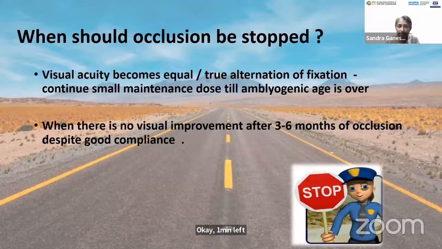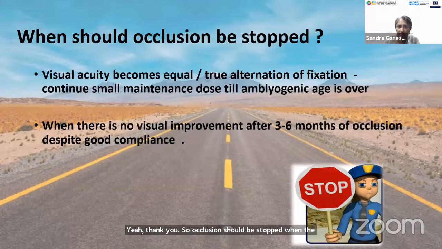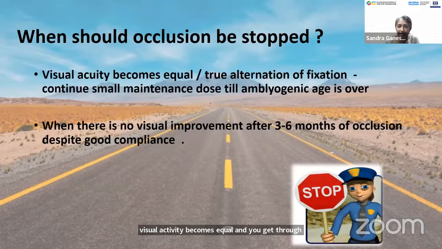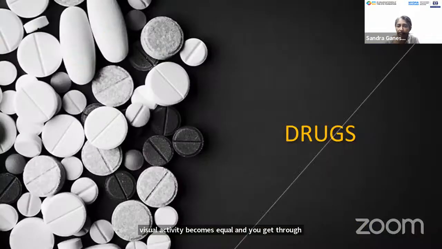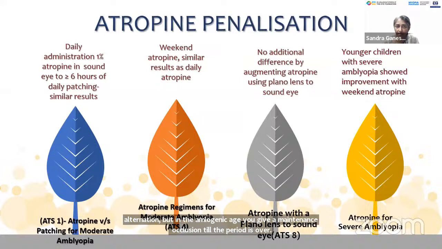So occlusion should be stopped when the visual acuity becomes equal and you get true alternation. But in the amblyogenic age, you give a maintenance occlusion till the period is over. And for drugs, atropine is the time-tested drug, which you give in moderate amblyopia, where you can give either weekend atropine or twice weekly, which works as good as daily.